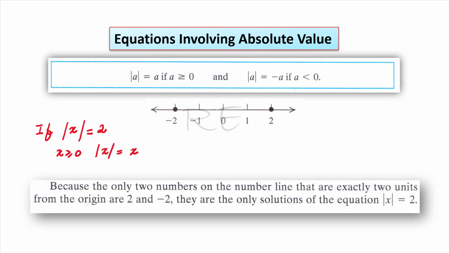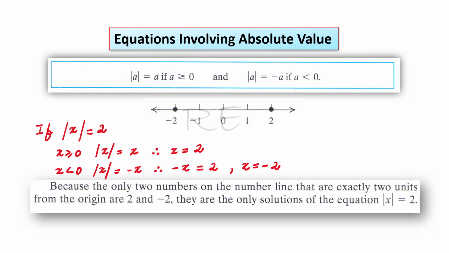when x is greater than or equal to 0, the absolute value of x is equal to x, therefore x is equal to 2. When x is negative, less than 0, the absolute value of x will be the opposite of x. Therefore, the opposite of x is equal to 2. Then x is equal to negative 2.